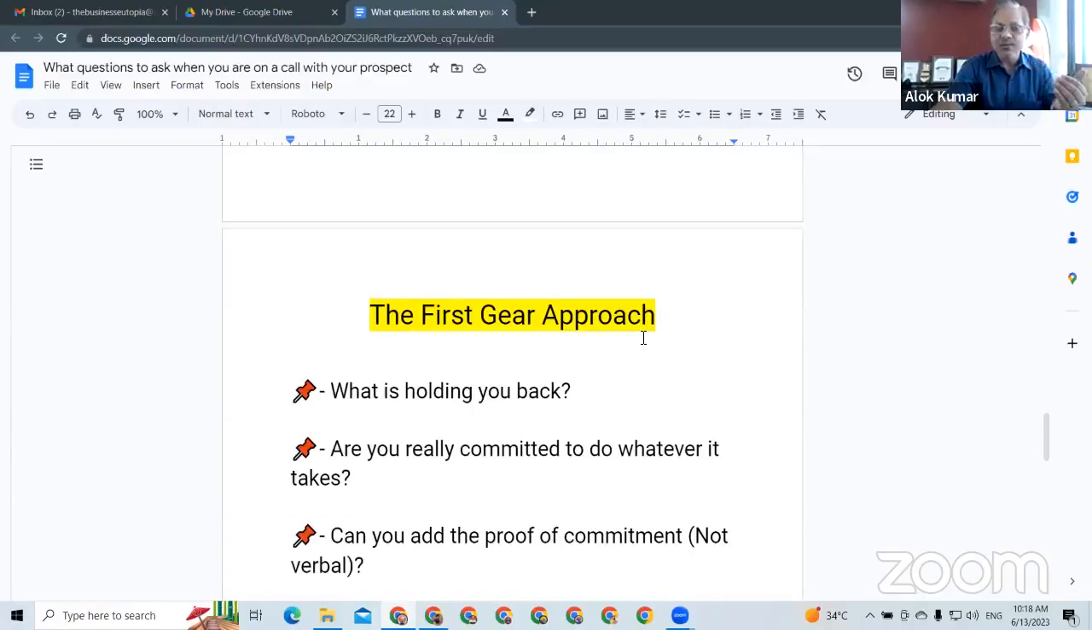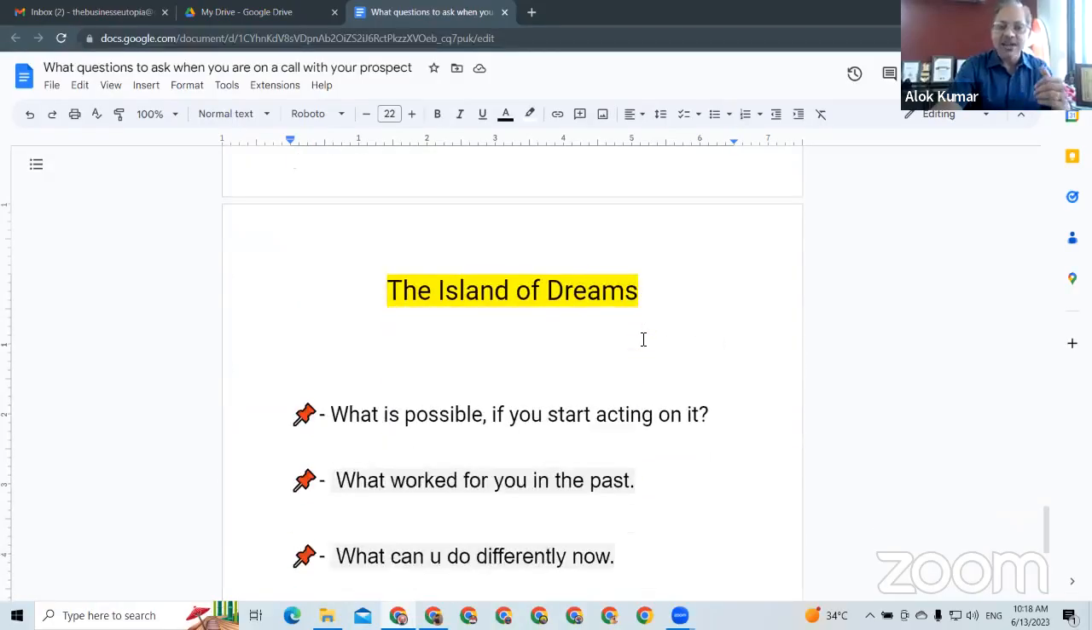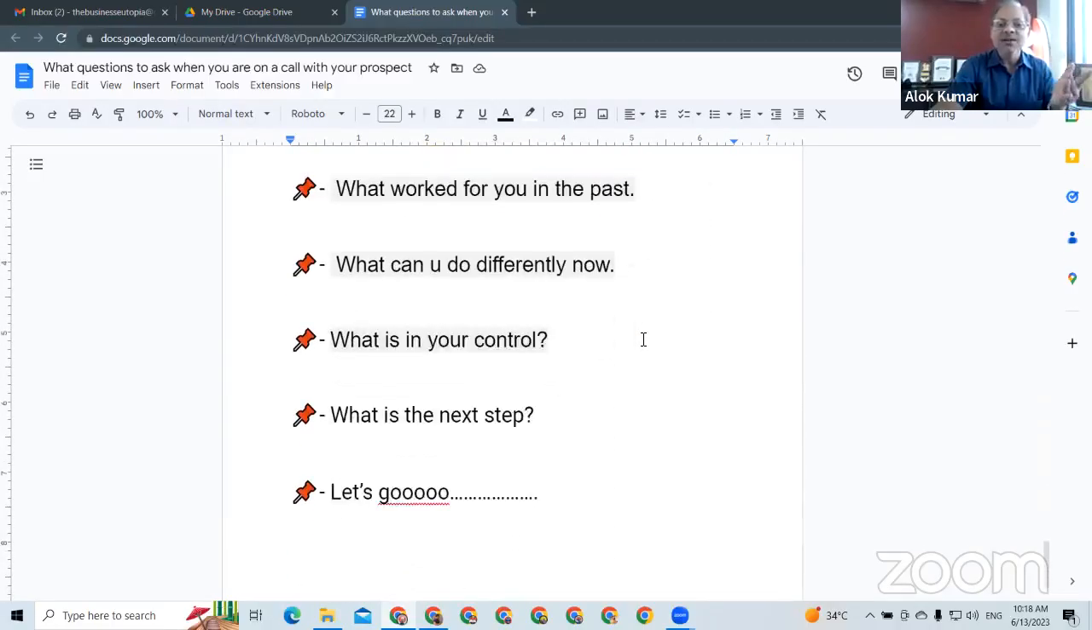Then the first gear approach, where you are going to push them a little with actionable things which they are really committed to, and with a proof of commitment. And the island of dreams, where they'll be seeing themselves coming out of the problems and leading a good life with a commitment for themselves.